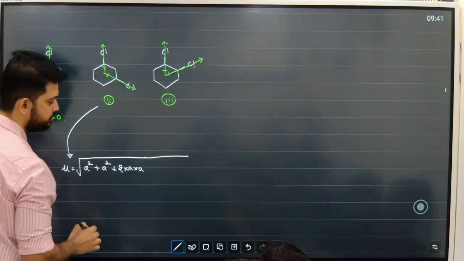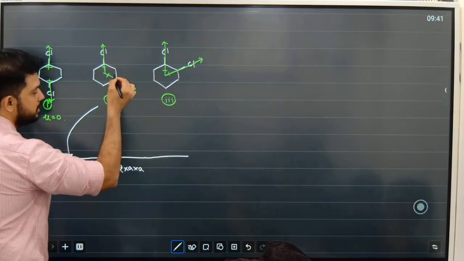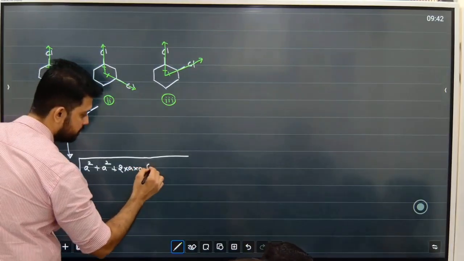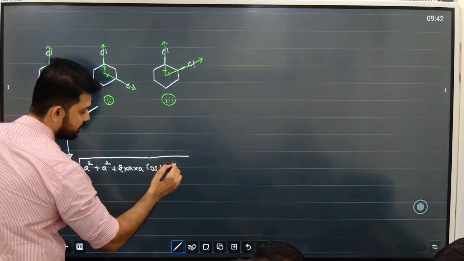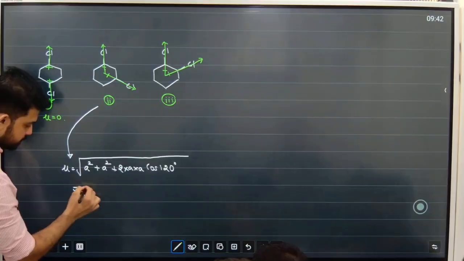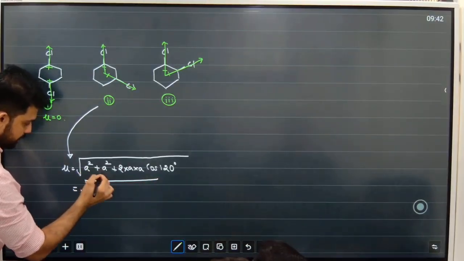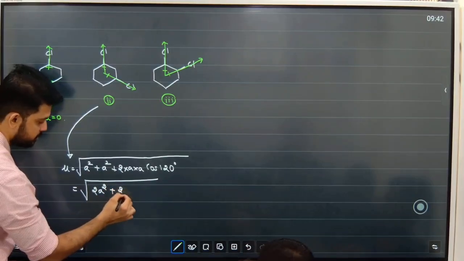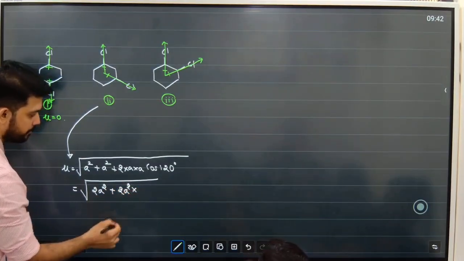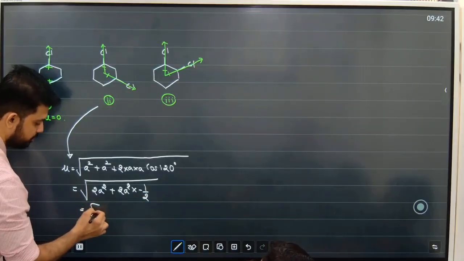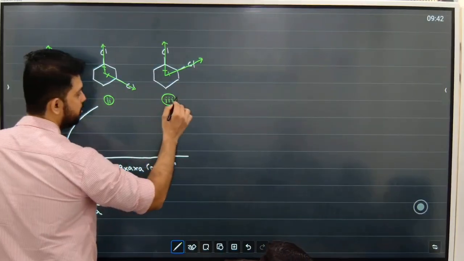How much angle is it here? Excellent, which is 120 degrees. So this will become cos of 120. We have solved this before also. This is root of a square plus a square plus 2a squared into minus half. That becomes root of a. But what about here?